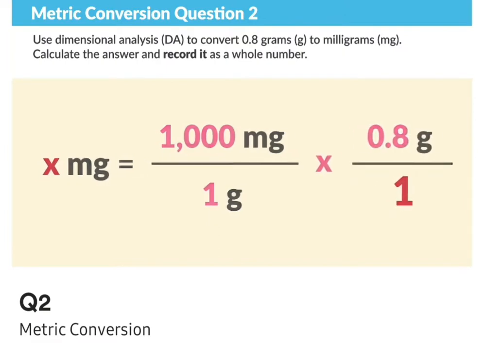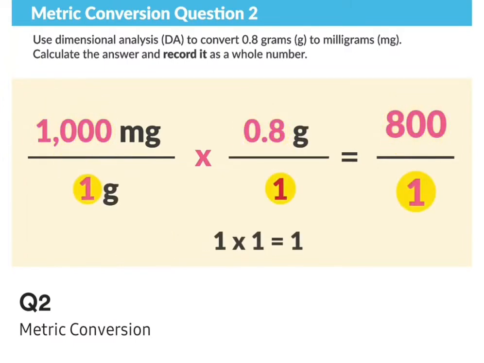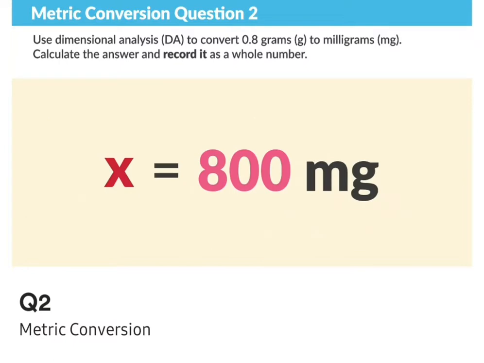Now we just multiply across. 1,000 times 0.8 is 800, and 1 times 1 is just 1. Now we just simply divide. 800 divided by 1 here is 800. So the answer is 800 milligrams.